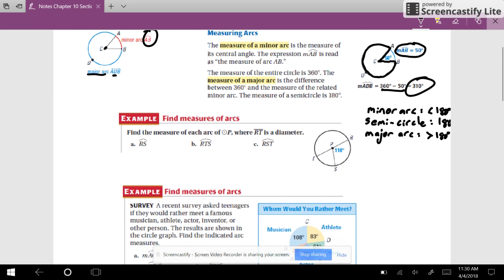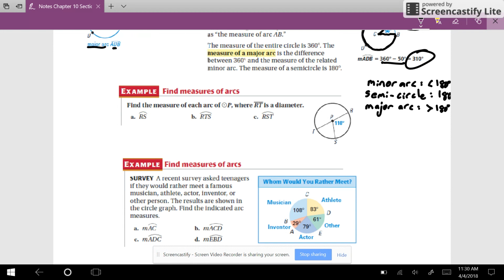So now this next section, this example, they give us a picture. They want us to find the measure of these arcs. First, arc RS. So we start at R, we travel to S. Notice that that arc is created by this angle RPS. It's a central angle because the vertex is at the center. It's 110 degrees, so the arc has the same measure. So that's a 110 degree arc.